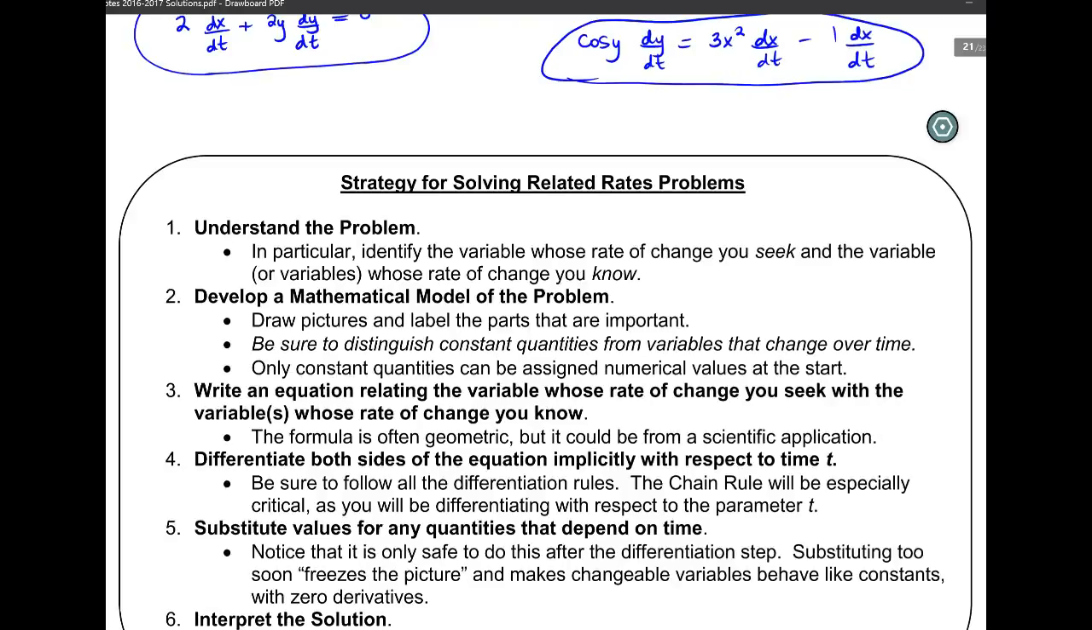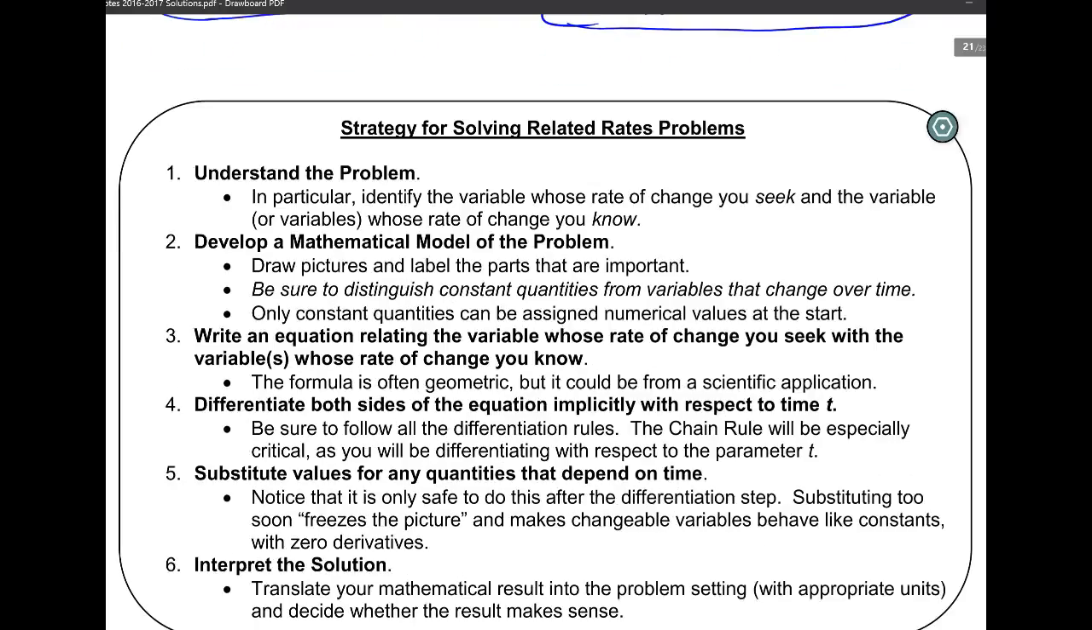Okay, so like the optimization problems, related rates have a number of steps involved. And part of the difficulty with these is, you first need to understand the question, understand the problem. So what we're going to do is identify the variables whose rate of change you seek, and the variable or variables whose rate of change you know.